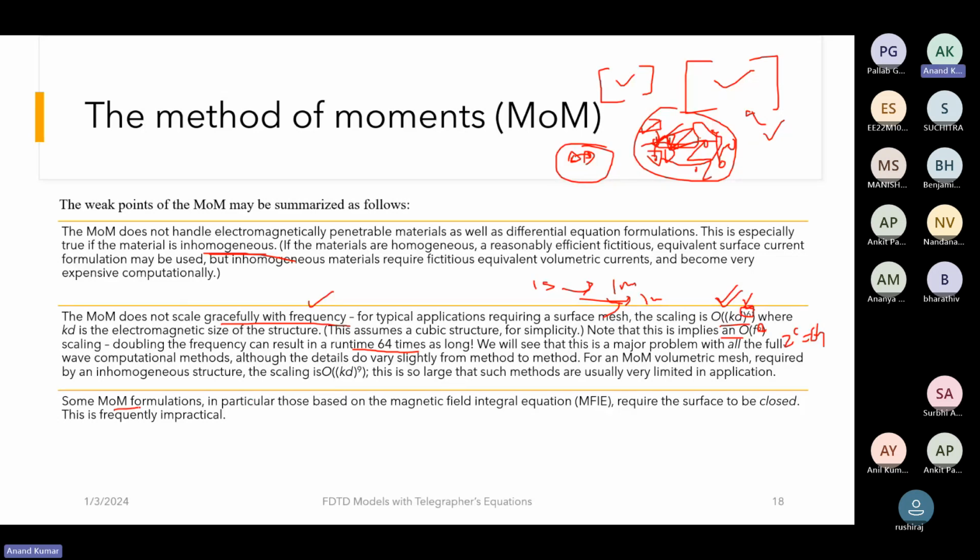There are also some method of moments formulations based on magnetic field integral equations, which require surfaces to be closed, which is impractical. For example, if you want to simulate a parabolic dish, you can do that using the method of moments. But if you use a magnetic field integral equation based technique, which is again based on the method of moments, this won't be possible because your surface is not closed. Okay, so these were the strong and weak points of the method of moments. Any questions on these?